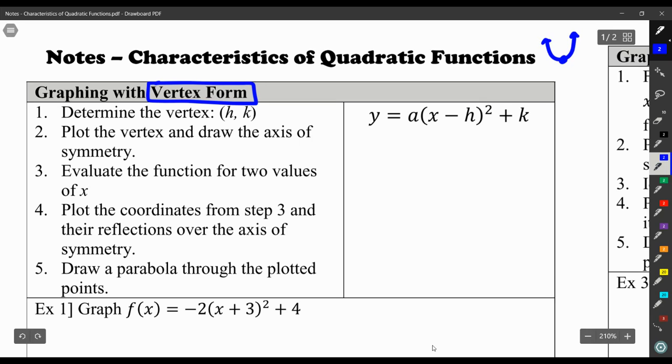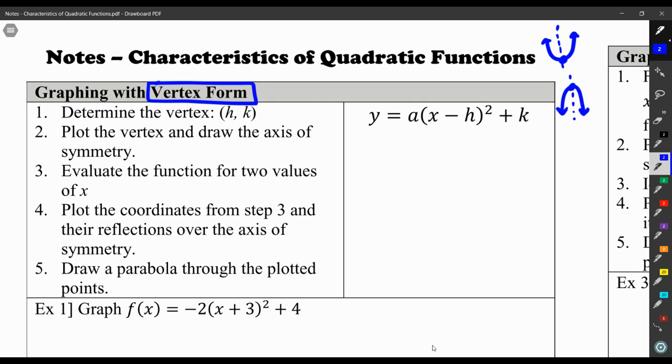Their vertex is at the highest or the lowest point. So these are both vertices. They have an axis of symmetry vertically running right through the center. And they can have two zeros, two x-intercepts, or one x-intercept, or no x-intercepts.